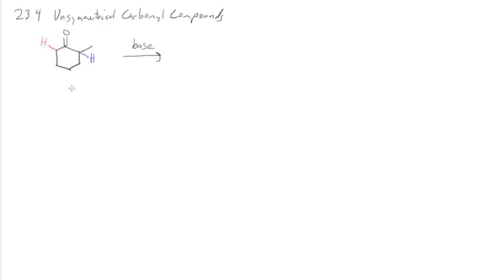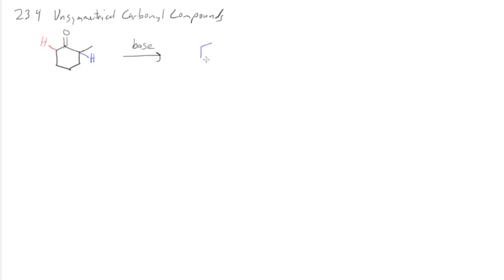So let's see what happens when we have unsymmetrical carbonyl compounds. Here I have an example of 2-methylcyclohexanone, and at the alpha position on one side I've got a tertiary hydrogen, at the alpha position on the other side I have secondary hydrogens. So let's take a look at what will happen and start examining the mechanisms and how we can drive this reaction towards one or the other product.